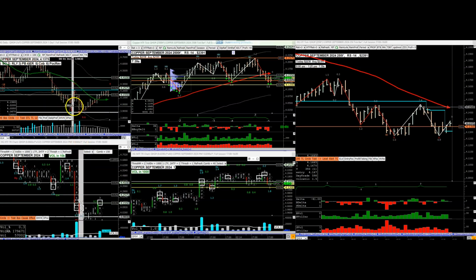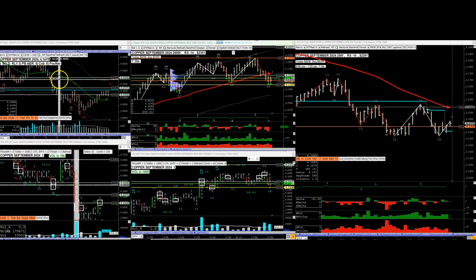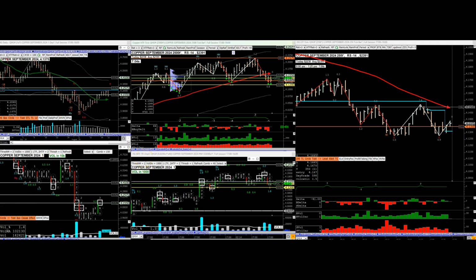So we see it's in a downtrend on the daily. I'm not taking a look at the other charts. It's just daily right here in the upper left. It's going down. All right, everyone. So let's start analyzing copper today.